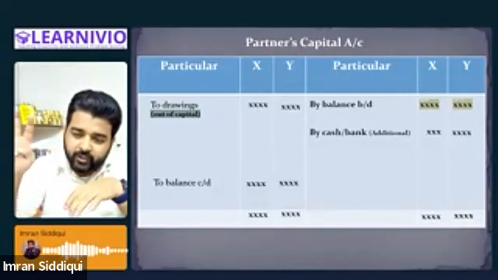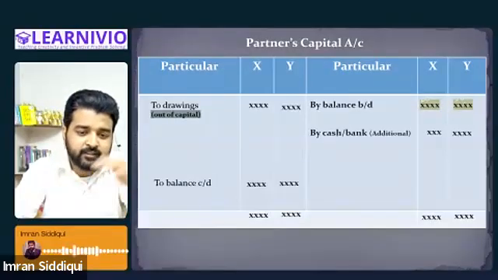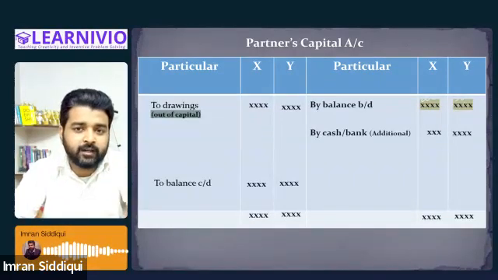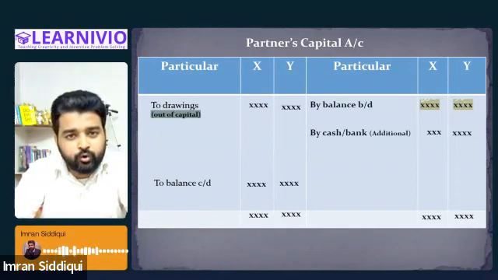Now, we total the credit side, both the items of the credit side, and then we subtract the amount of drawing from it. Whatever balance we get is considered the closing balance of the partner. That will be recorded on the debit side as usual. I hope this point is clear.